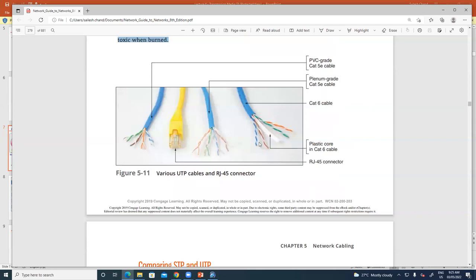Cat 6 cable, right? So you can see there's an example of a Cat 6 here. This is the plastic core in the Cat 6 cable. Now, sometimes you'll find that there is a little divider kind of thing inside a cable, right? That is just to strengthen the cable.